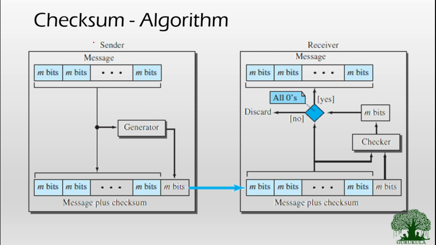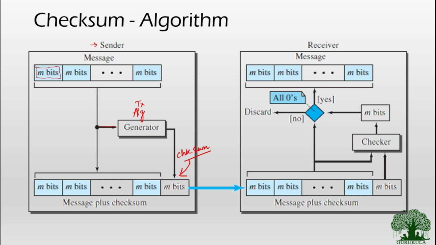First of all, at the sender side, whatever information I have has to be divided into m-bit words, and then all these m-bit words will be fed to a generator. This generator will run an algorithm, the transmitter algorithm, and that will create a particular value, which we call the checksum. This checksum value is appended to the data bits, and then the data bits plus this checksum will be transmitted over an unreliable channel.